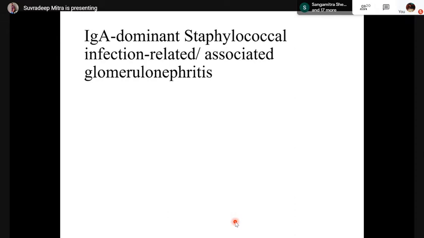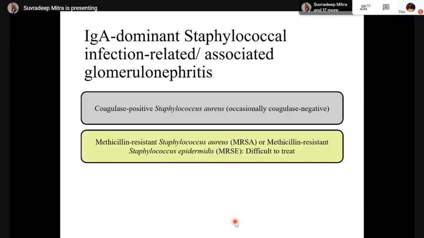So they are known as IgA dominant staphylococcal infection related glomerulonephritis, or simply infection related glomerulonephritis or infection associated glomerulonephritis. Essentially, the majority of the cases are coagulase positive Staph aureus, but it can also be caused by CoNS, or coagulase negative Staph. They are often very difficult to treat. I mean, the infection is very difficult to control because they are methicillin resistant Staph aureus. Sometimes they are methicillin resistant Staph epidermidis, which are very, very difficult to treat.